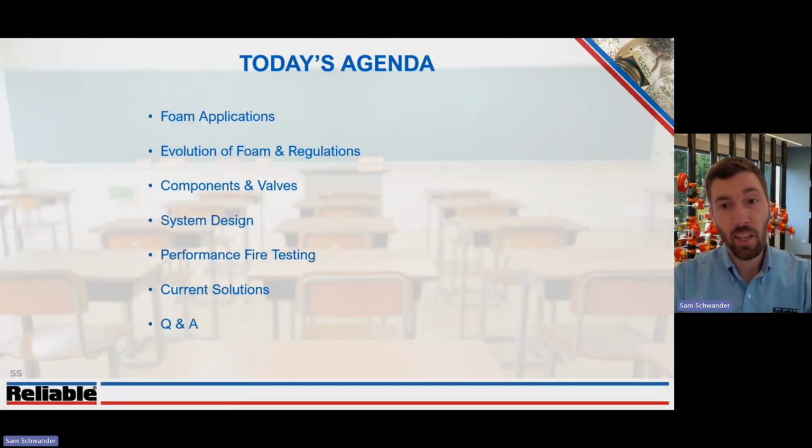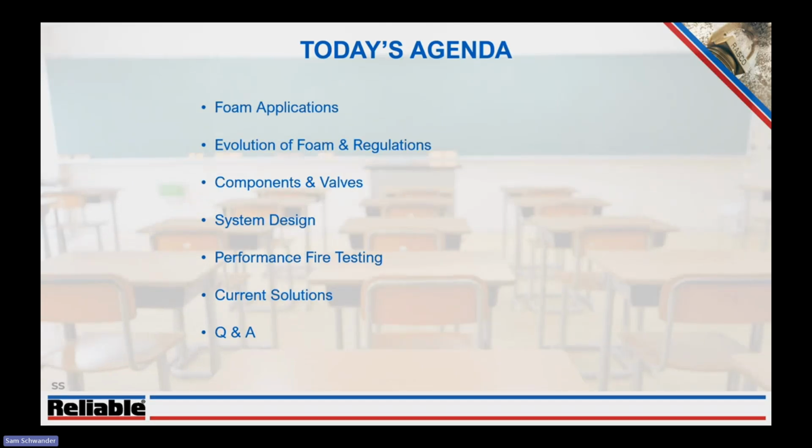So on the agenda today, we're going to give a brief overview of where we typically see foam systems, some of the standards used to design and install them, and we're going to go through the history or the evolution of foam products and then the regulations that helped influence that evolution of foam. We're going to discuss the different types of foam systems, different components, valves, the different sprinkler systems used for foam. And then Pat's going to give us an NFPA 30 design example that will go into some great detail. And then we'll go over some performance testing, current solutions available to us today, and then finally hope to have some time to answer any questions that are out there.